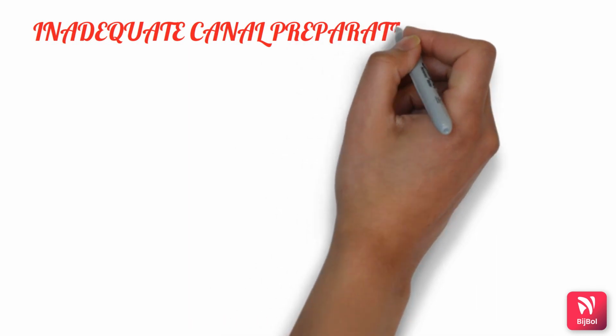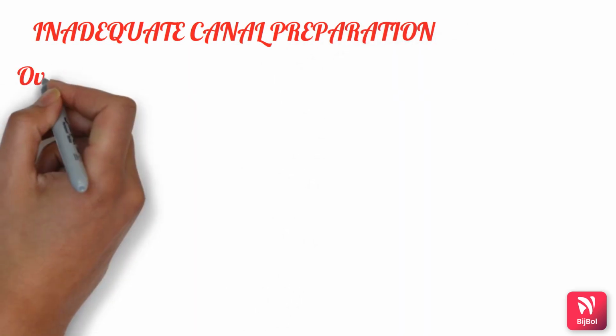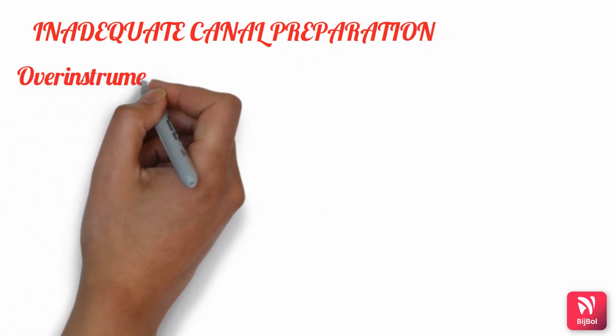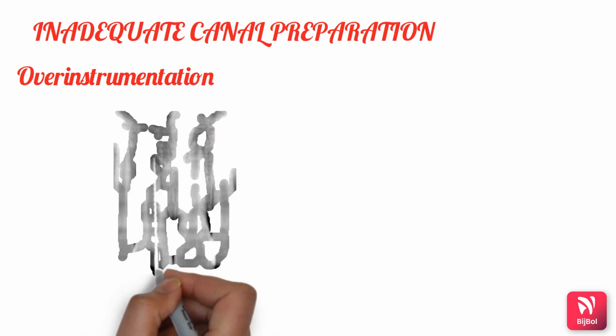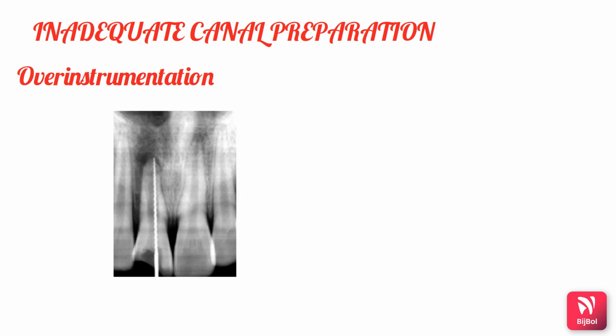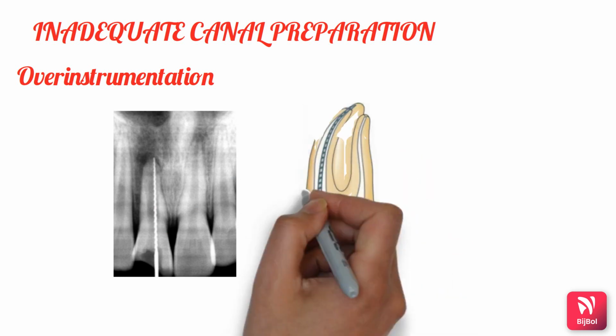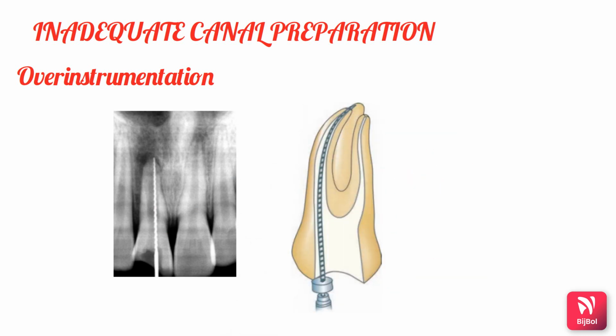So, next we'll see about the inadequate canal preparation. That is the over-instrumentation, in that excessive instrumentation beyond the apical constriction will violate the periodontal ligament and alveolar bone. This may lead to pain and discomfort for the patient. So how do we check that?